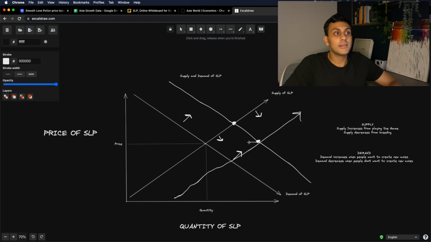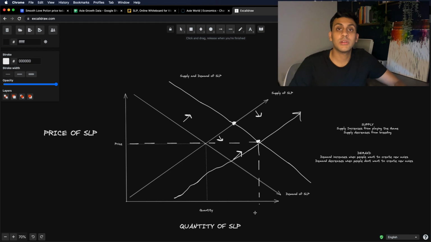The price of SLP has actually remained somewhat stable. However, the quantity of SLP has now increased. When the demand of SLP increases at the same rate supply of SLP increases, the price of SLP remains stable, the quantity of SLP increases, and it works out for everyone. New players are able to enter the game, and the suppliers of SLP are able to sell their SLP at a stable price.